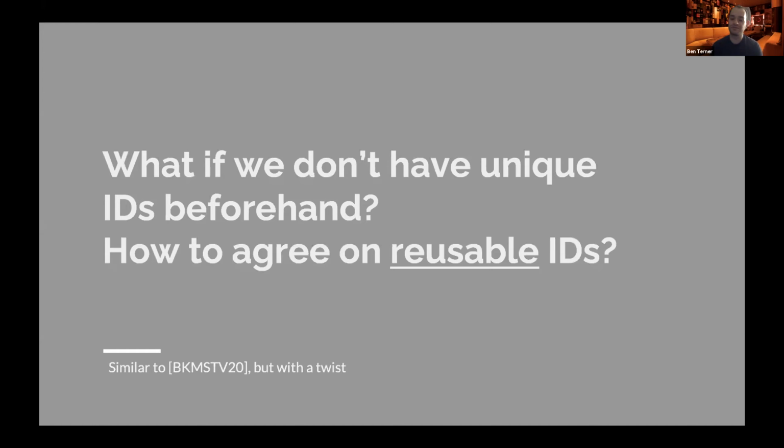The central question of this work is to say, what if we don't already have those primary keys? How do you agree on reusable primary keys, which we call identity agreement? It's very similar to some work that was put on ePrint earlier this year by a group at Facebook, but slightly different. We have a twist that I'll talk about, which is why our version is less efficient and a little bit harder to do.